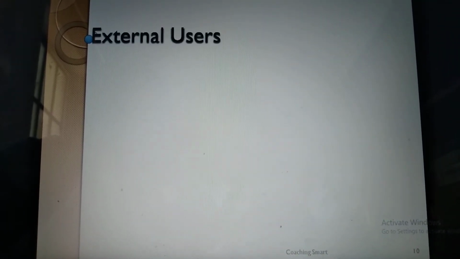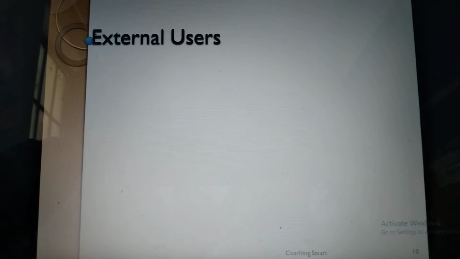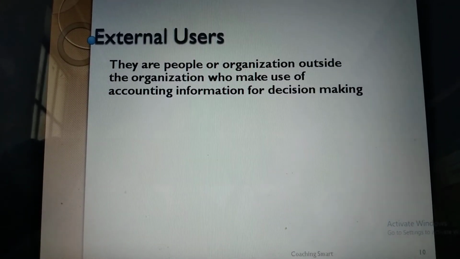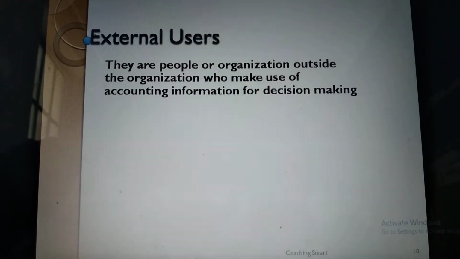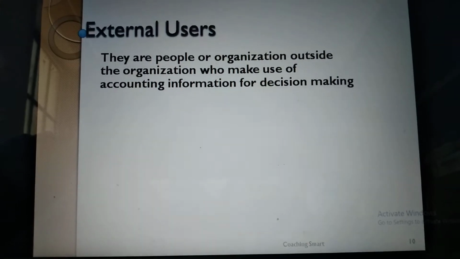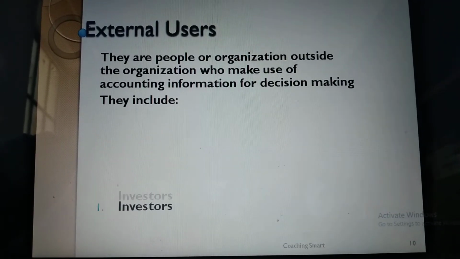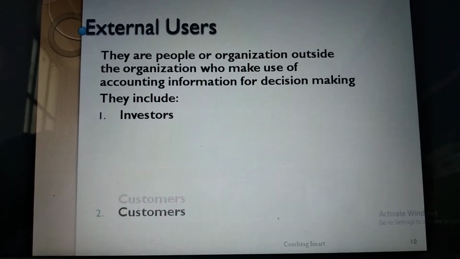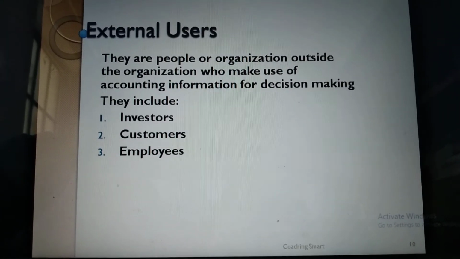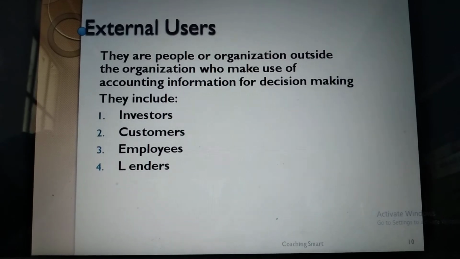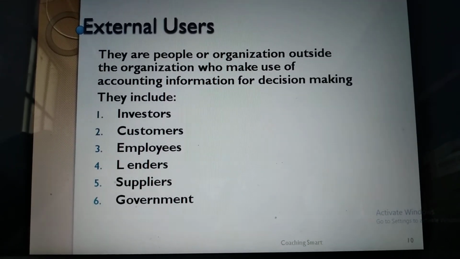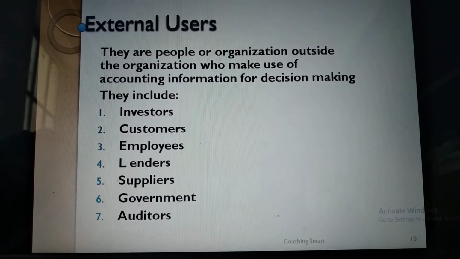External users. Who are the external users? They are people or organizations outside the organization who make use of accounting information for decision making. And who are these people? They include 1, investors. 2, customers. 3, employees. 4, lenders. 5, suppliers. 6, government. And finally, auditors.